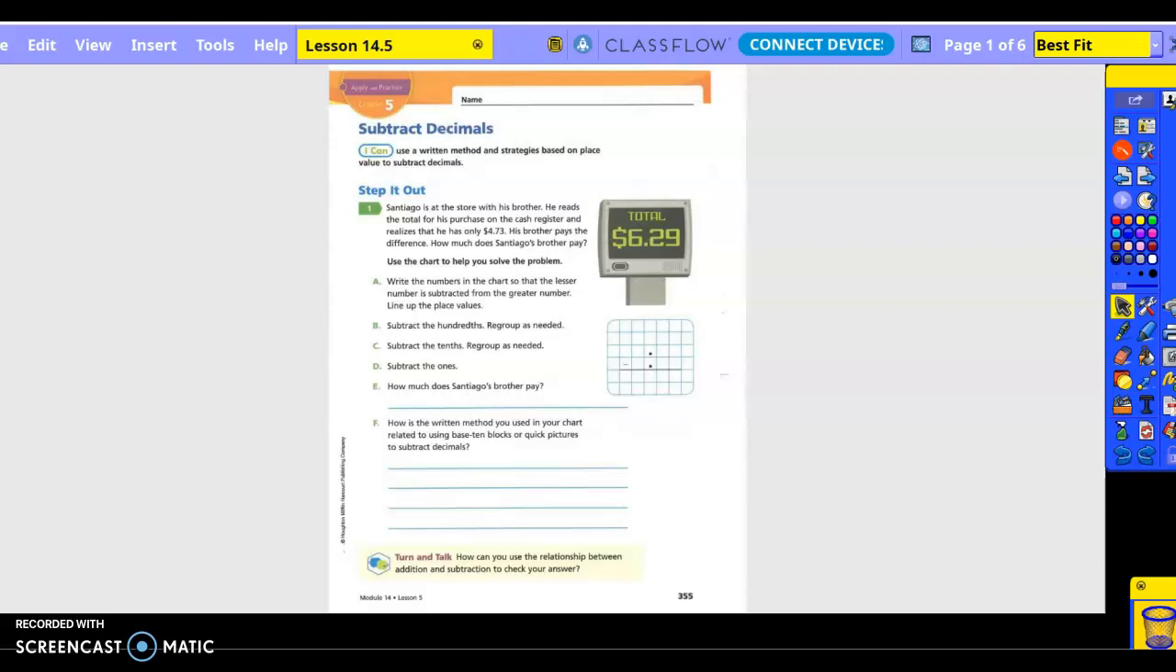Welcome to math, lesson 14.5, subtract decimals. I can use a written method and strategy based on place value to subtract decimals. Step it out. Number 1, Santiago is at the store with his brother.